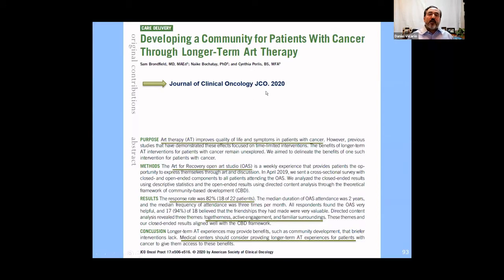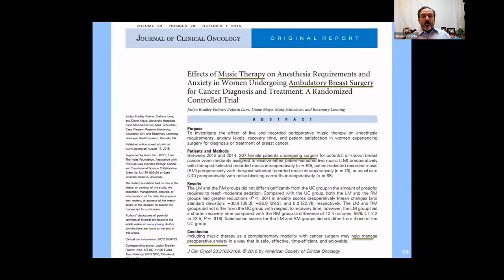So, Journal of Clinical Oncology from last year, 2020, talks about art therapy improving quality of life and symptoms in patients with cancer. And they say that it should be recommended by all cancer centers. JCO, 2015, music therapy and ambulatory breast surgery, 200 patients, helps manage preoperative anxiety.